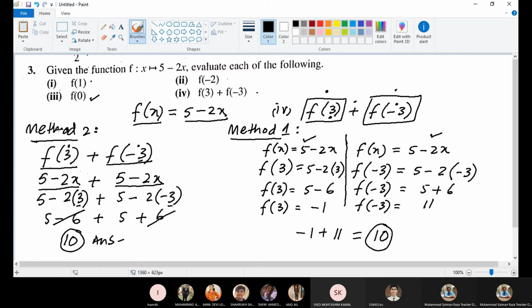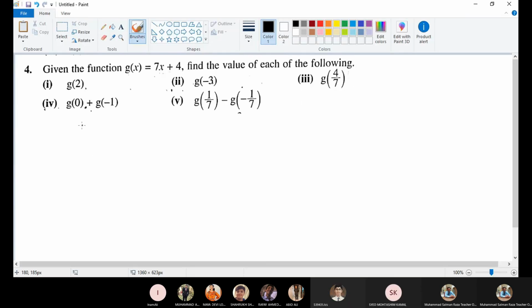After this question number 3, I am going to go to question number 4 now and see what exactly is there in question number 4. It is like g of x is equal to 7x plus 4. My dear students, there are 5 parts in the question. Part number 1 and part number 2 are the easy ones. Part number 3, look at them.